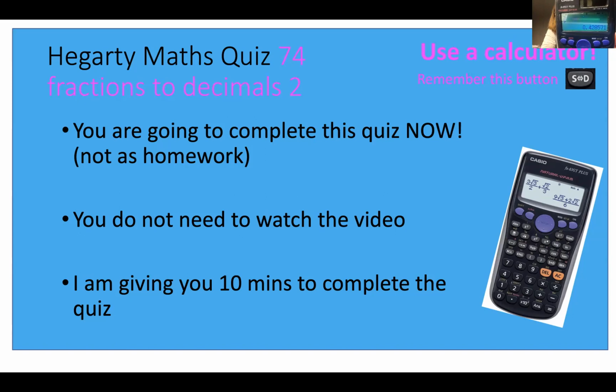Now, depending on the question on Hegarty, it will tell you how many decimal places you need to give your answer to. So, for example, for this one, if it was to 3 decimal places, it would be 0.429 because the 5 would round the 8 up to a 9.